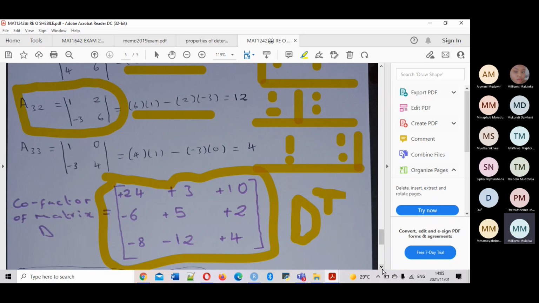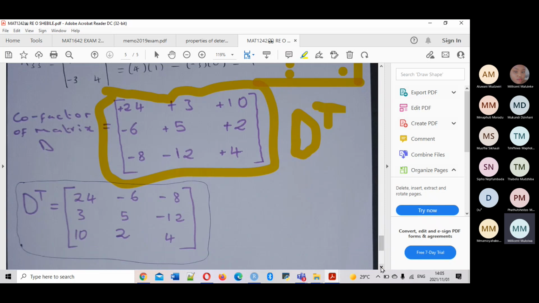Okay, guys, how do we find the transpose matrix? Remember, we swap the number of row and column. We swap row and column. So now it means we're going to have this. Are you fine? Is there anyone who has got a question?